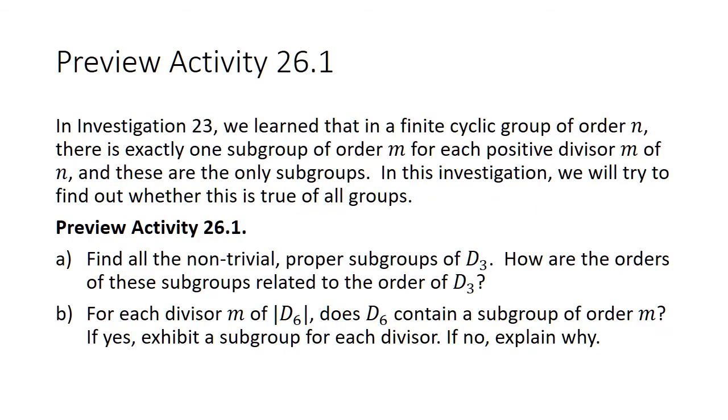Okay, so let's start off with a preview activity. And just to motivate this activity a little bit, in investigation 23, we learned that in a finite cyclic group of order n, there is exactly one subgroup of order m for each positive divisor m of n, and these are the only subgroups. So in this investigation, we're going to try to find out whether this is true of all groups or what parts of it could be true for all groups. So go ahead and pause the video and try this preview activity, and then we will go over the solutions.